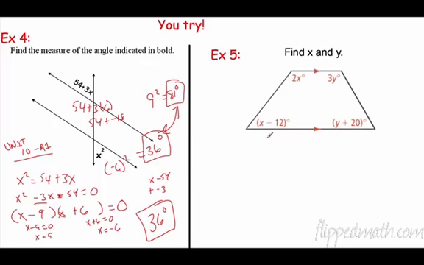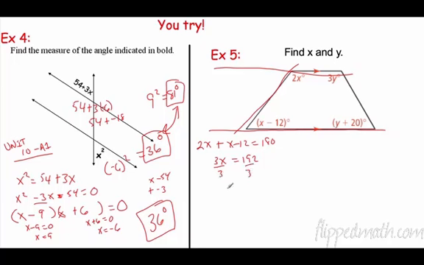All right, over here, this last one, these are parallel lines right here. And you have to understand, these are the transversals. So these two here are same side interior. So 2x plus x minus 12 equals 180. 2x and 1x is 3x. I'm going to add 12 to the other side. I have 192. Divide by 3. And 192 divided by 3 is 64 degrees.